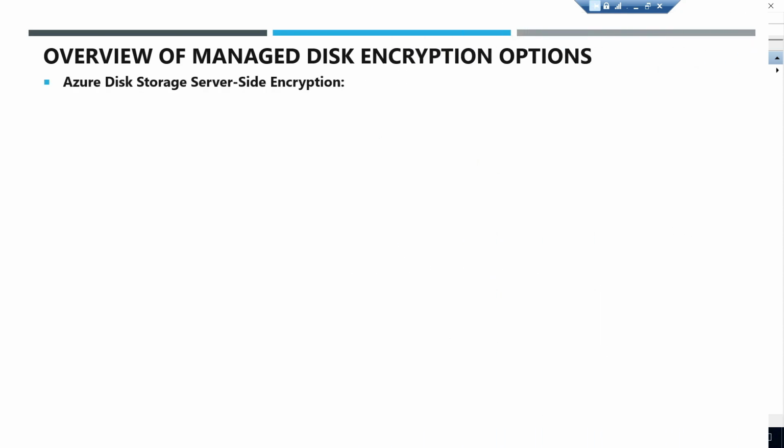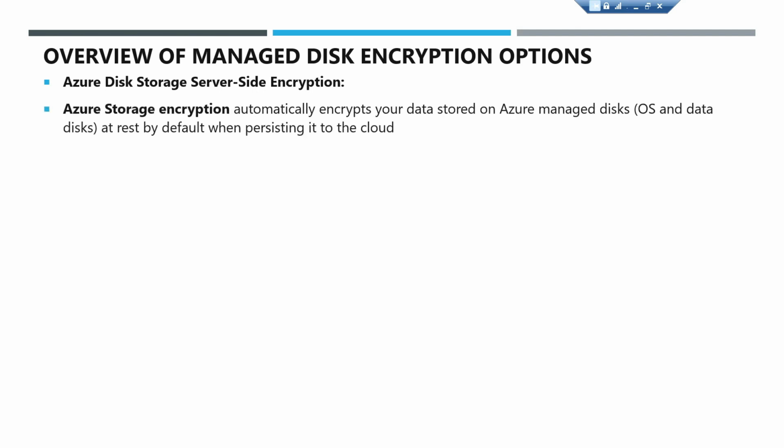Now let's talk about managed disk encryption options. In Azure, we have Azure Disk Storage Server-Side Encryption. In this, we have Azure Storage Encryption, also known as encryption at rest. So this automatically encrypts your OS disk and the data disk. So let's say that when you're creating a new VM, this option will be there automatically, but in this option you will get two more options, like how you want to encrypt your data.